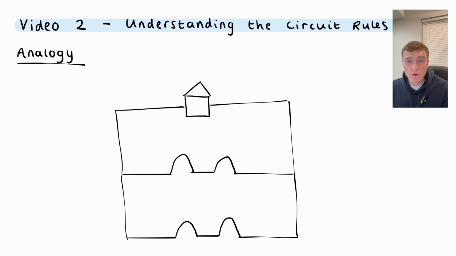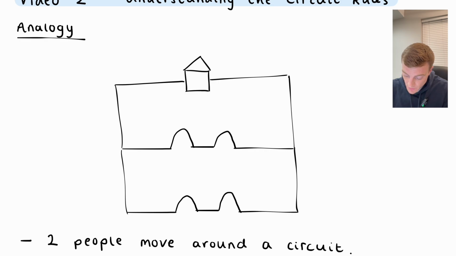In this video, I will go through the one analogy that helped me understand the whole of A-level electricity. We start with a simple circuit, and instead of a battery, we have a house, and instead of resistors, we have two hills which require energy to walk over. Two people move around the circuit.